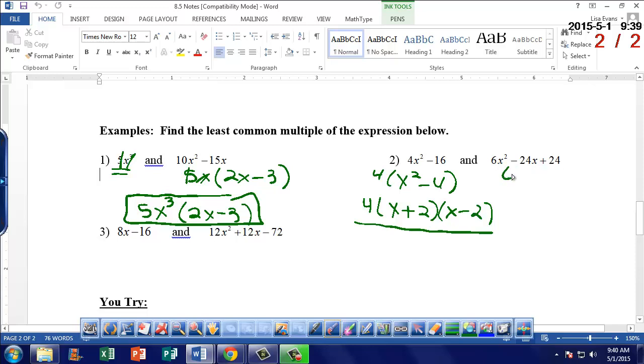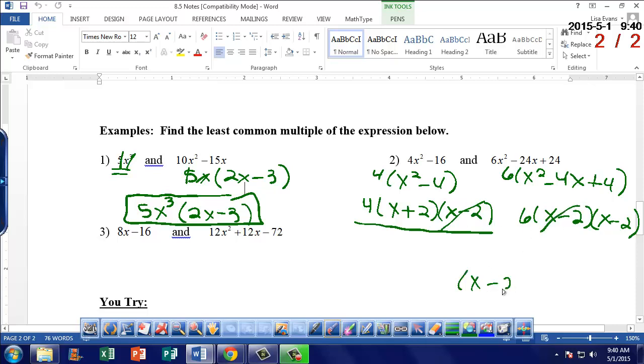Now this one, I'm going to go ahead and take a 6 out. When I do that, I'm left with x squared minus 4x plus 4, and then I can factor that trinomial. So I have 6 times x minus 2 times x minus 2. Okay, now if we take a look, they both have an x minus 2. So I'm going to go ahead and write that down. Now, this one has an x plus 2, this one doesn't. So we know we're missing an x plus 2. So we're going to go ahead and write that down. This one has a second x minus 2, and this one doesn't, so I know I'm missing that.